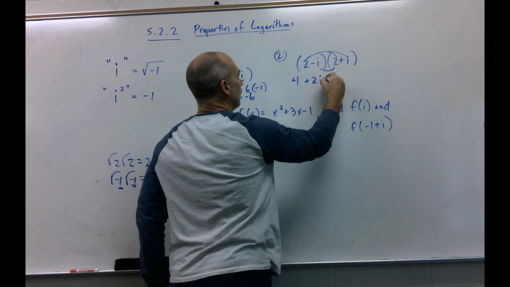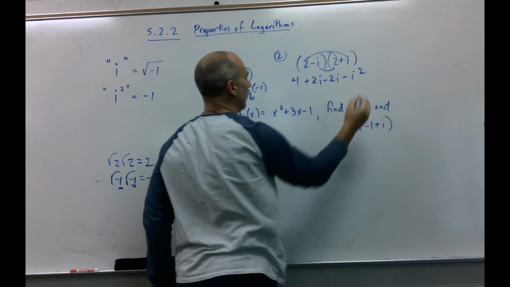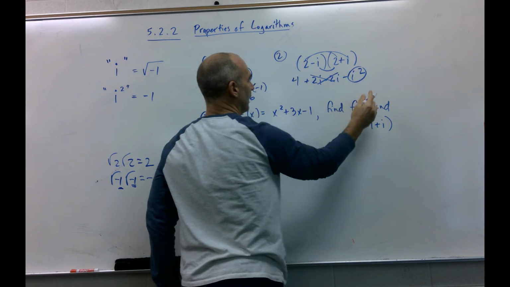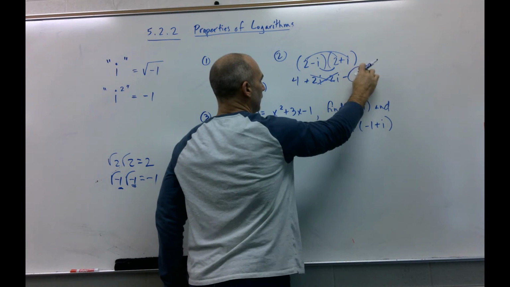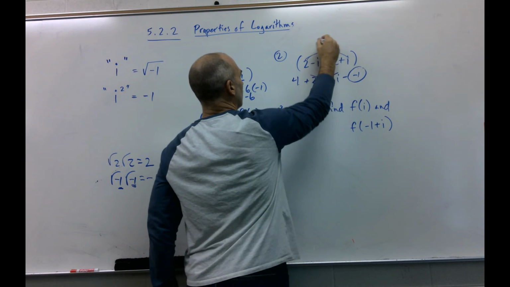2i, -2i, -i, positive i is -i squared. These cancel. i squared is -1, so if I just put a -1 in there, these two negatives make a positive, so 4 plus 1 is 5.